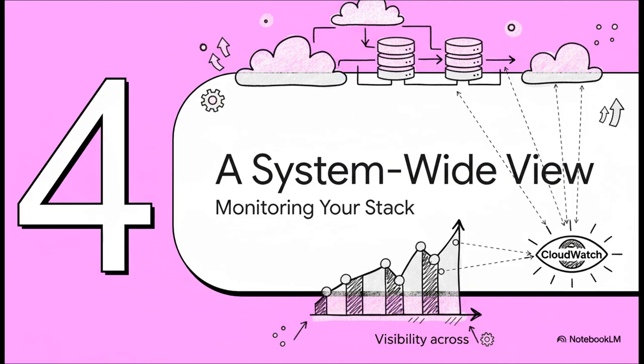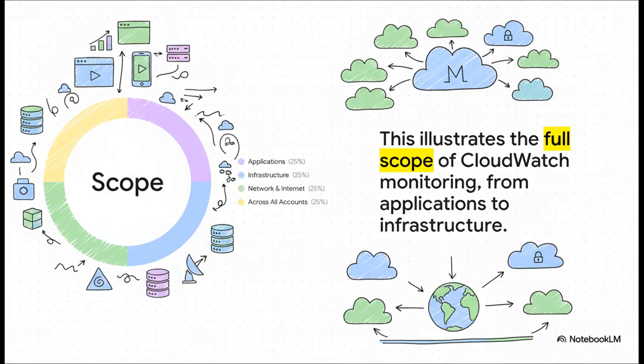So far, we've been talking a lot about individual servers and apps. But the real power of CloudWatch is the ability to give you this single, cohesive view of your entire tech stack, top to bottom. And the scope here is just huge. CloudWatch can monitor the top layer, your user-facing apps. It can dive deep into the underlying infrastructure, like your containers and databases. It can even keep an eye on network traffic and internet health. And get this, it can pull all that data from multiple AWS accounts into one single centralized dashboard.